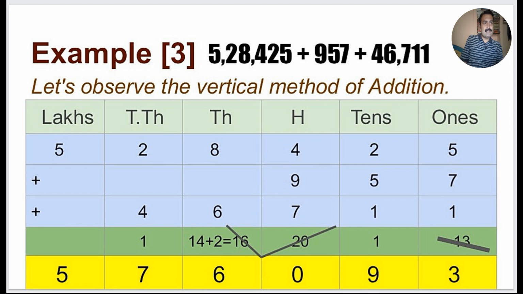Now in the answer we write only one digit, so for 13 we write 3 in the ones column and 1 is taken as a carry into the next tens column. Now let's move towards the tens column here.